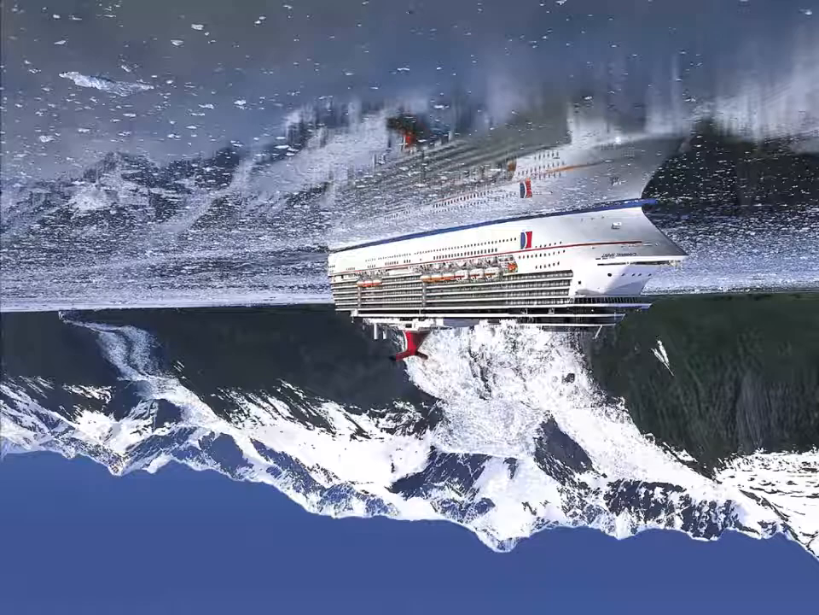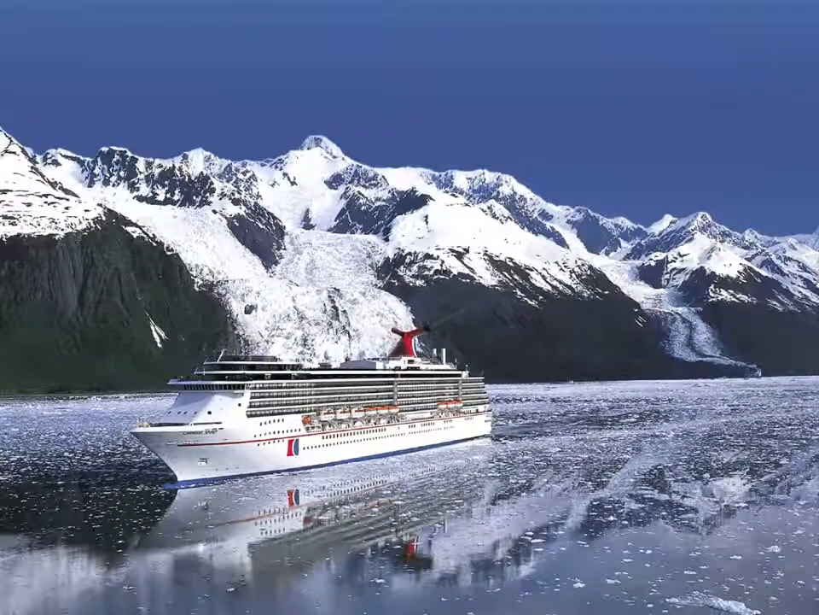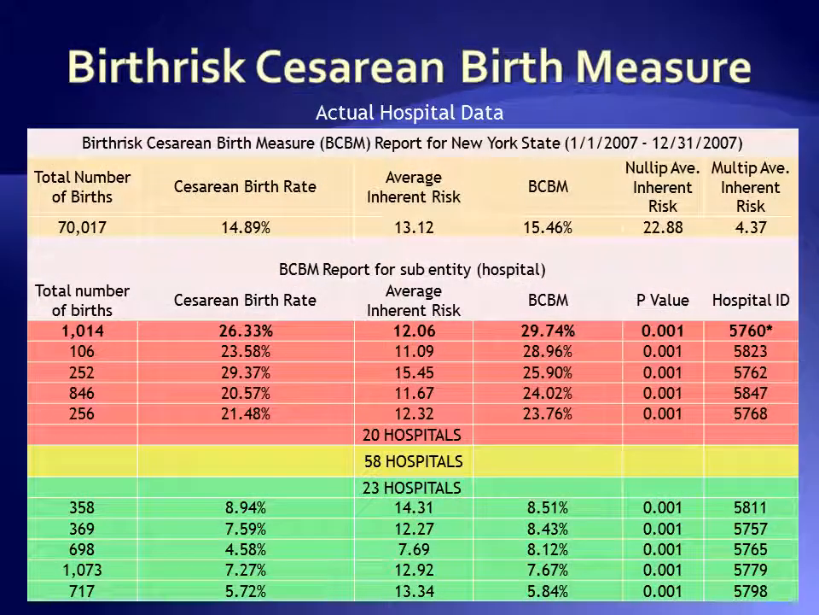So now you know that it will take the concept of inherent risk and the Birthrisk Cesarean Birth Measure to get the world of obstetrics right side up. The Birthrisk Cesarean Birth Measure provides a robust suite of reporting features. This is a report using actual data for hospitals in New York State.